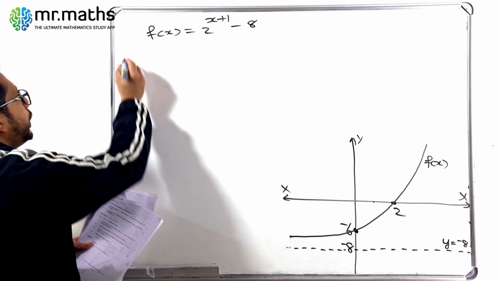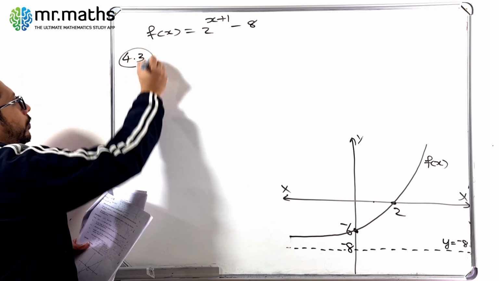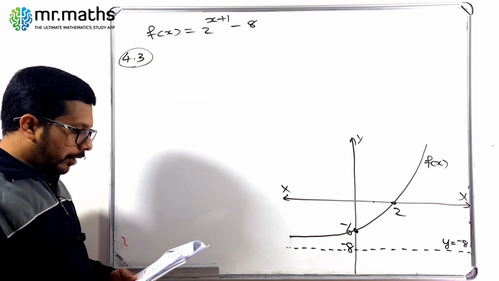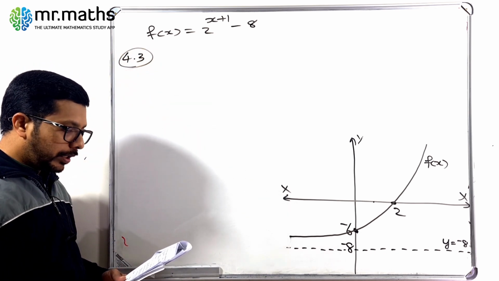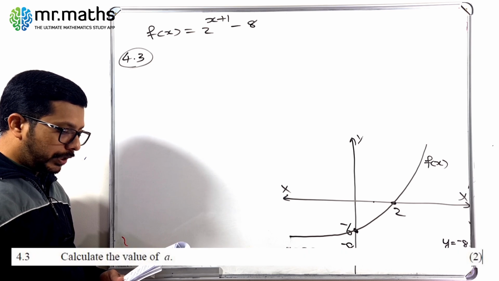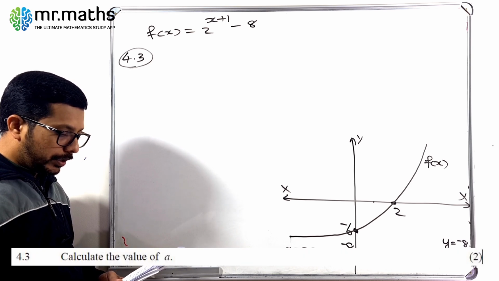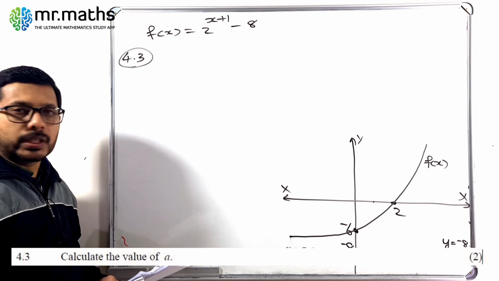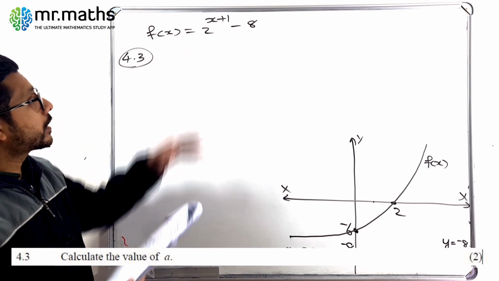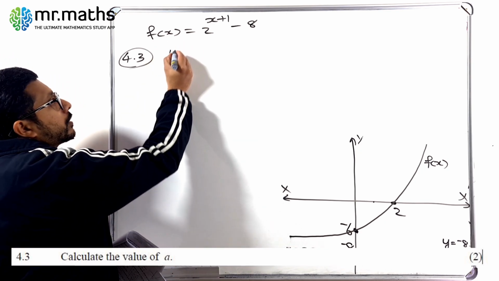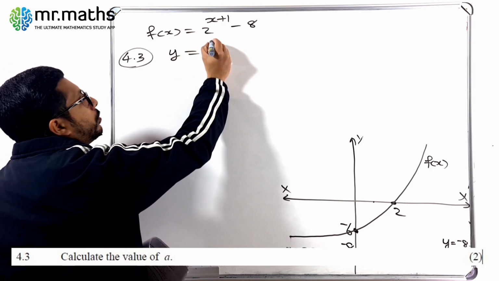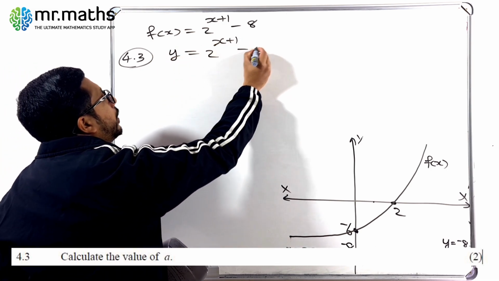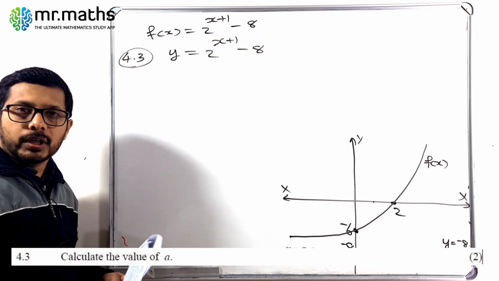Question number 4.3. The graph of G is obtained by reflecting the graph of f in the y-axis. Write down the equation of G. Oh, that's a simple question. What is our f of x? F of x is the same as y. Y is equal to 2 raised to x plus 1 minus 8. This is the equation of our f of x.